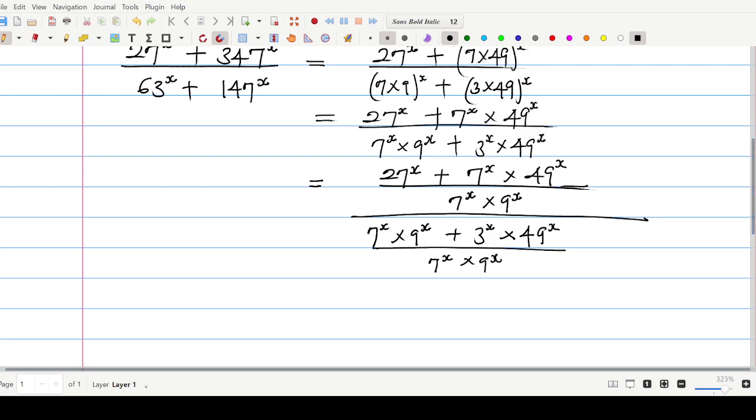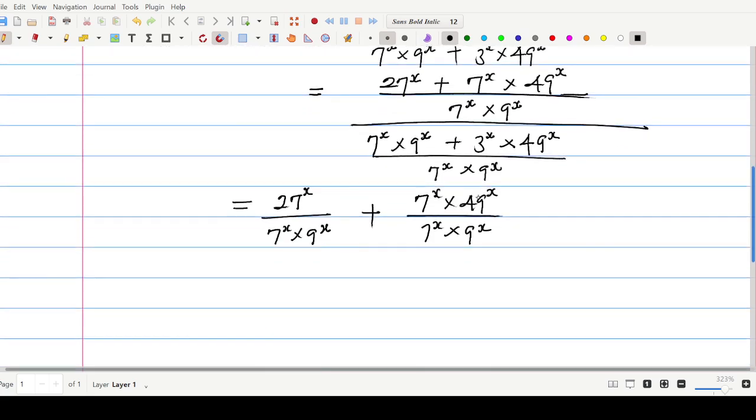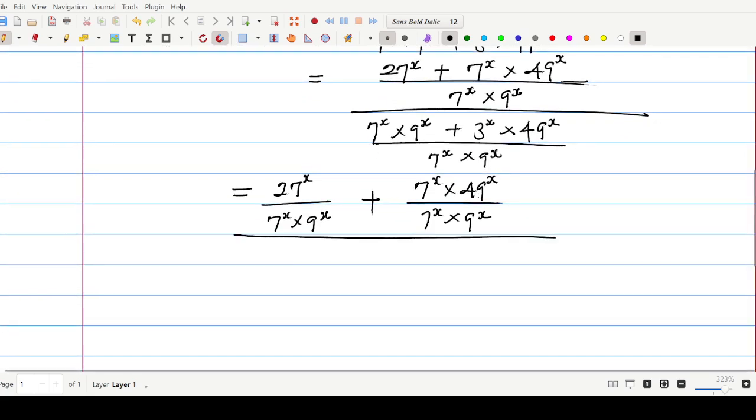Now dividing individually, we have our result as 27 to the power of x divided by 7 to the power of x times 9 to the power of x. All right, then plus we have 7 to the power of x times 49 to the power of x over 7 to the power of x times 9 to the power of x. That is the numerator. We're done with that already. Then everything over, then come to the denominator, also divide individually.